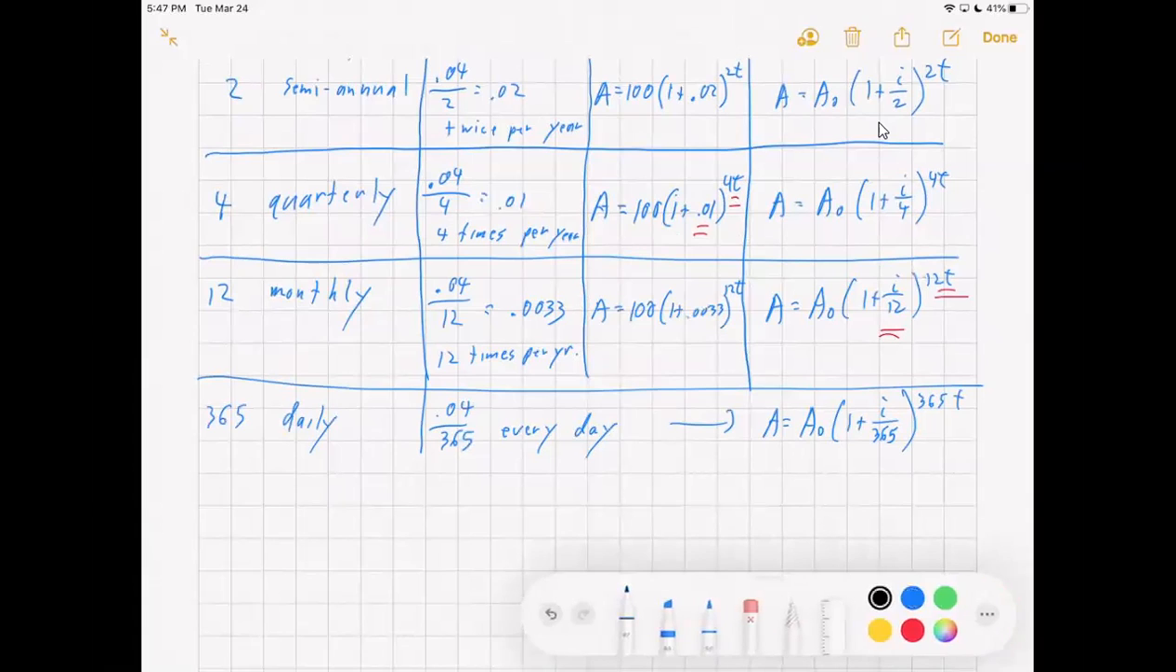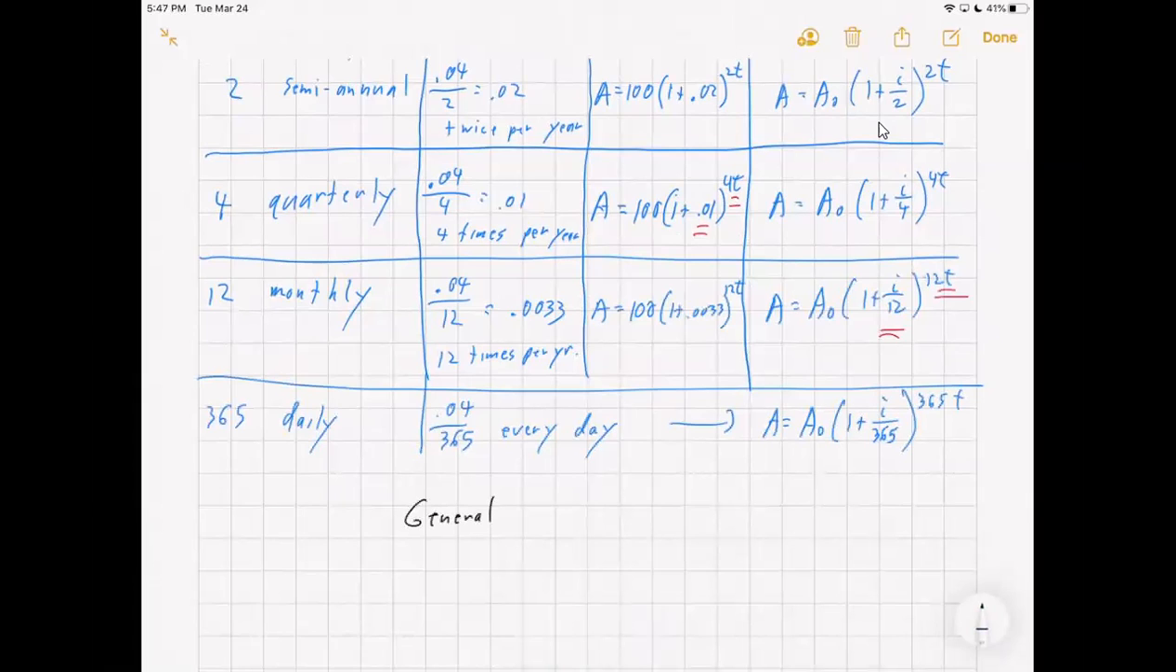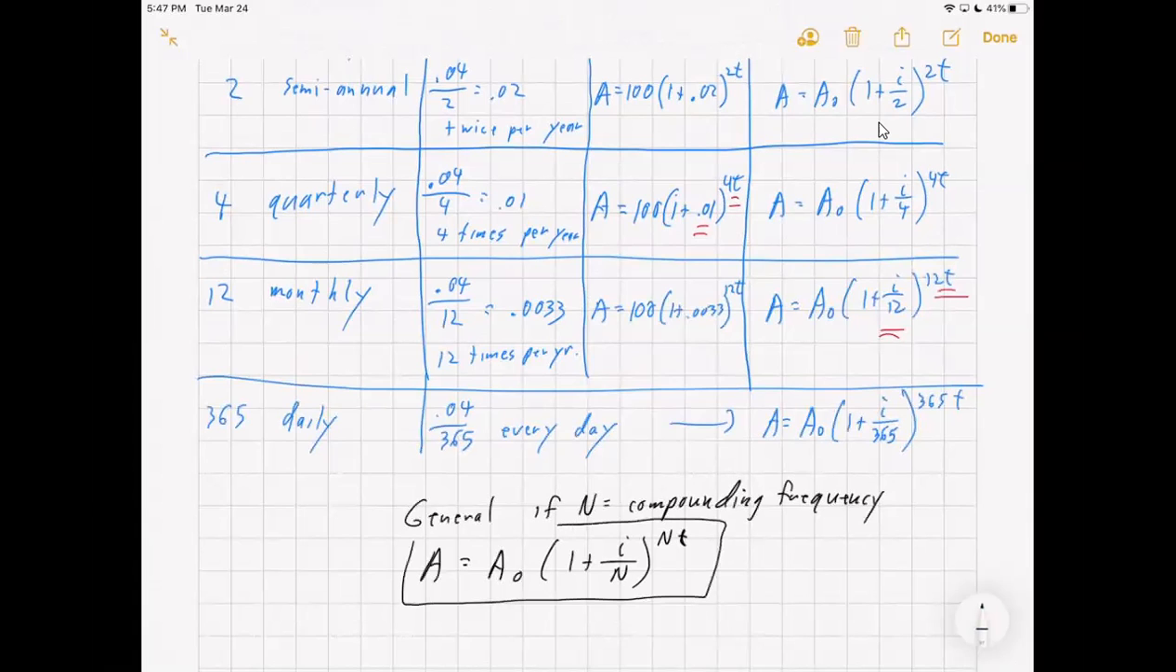So we can come up with a general formula. We can say in general, if n equals the compounding frequency, we can say that A is equal to however much we put in times 1 plus i over n. So we'll give 1/n of it. However many parts n is in the year, we'll divide i by that many parts, but we'll give it out n times per year. So we will multiply the time by n in order to figure out how much this is.